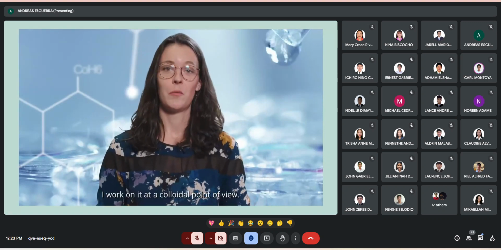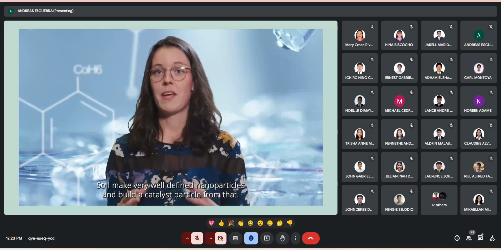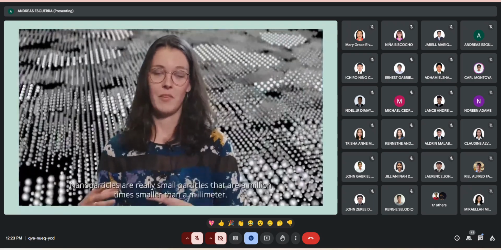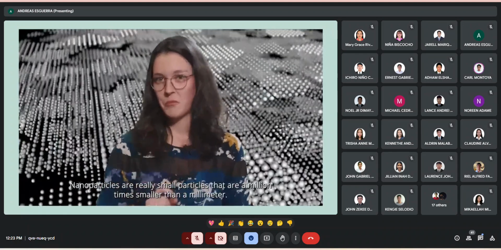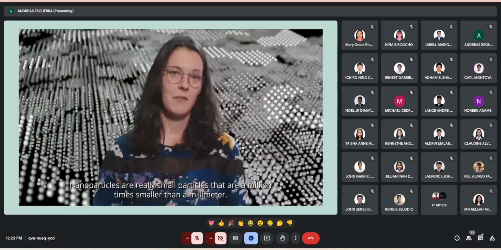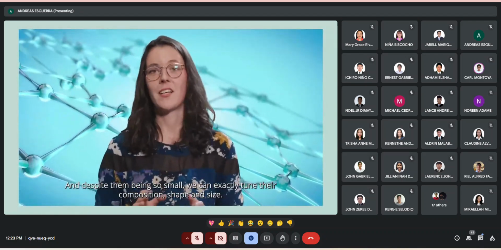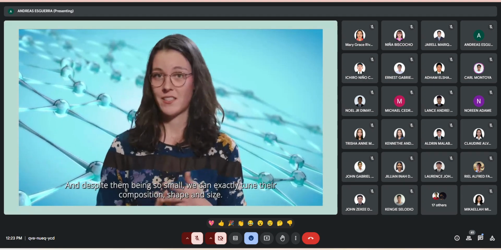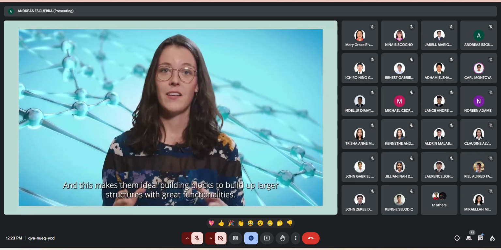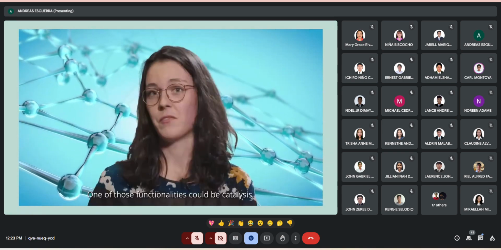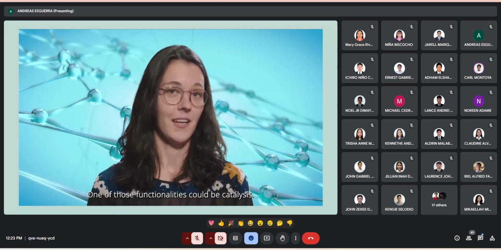I work on it from a colloidal point of view. So I make really well-defined nanoparticles and build a catalyst particle from that. Nanoparticles are really small particles that are 1,000,000 times smaller than a millimeter. And despite them being so small, we can exactly tune their composition, shape, and size. And this makes them ideal building blocks to build up larger structures with great functionalities. One of those functionalities could be catalysis.